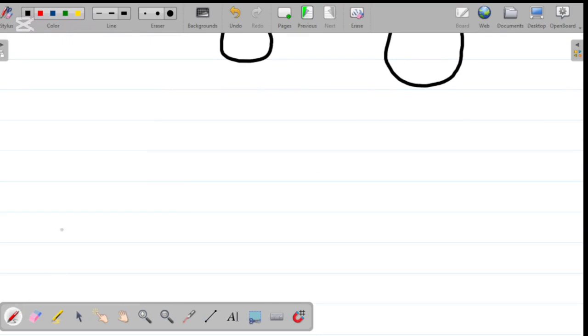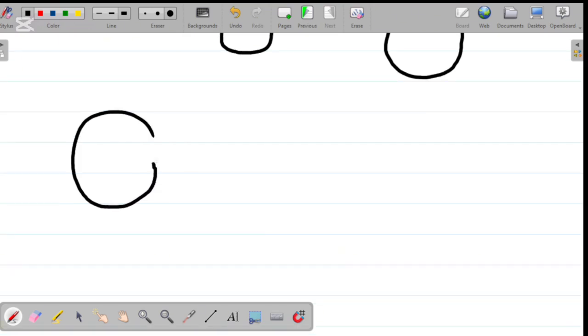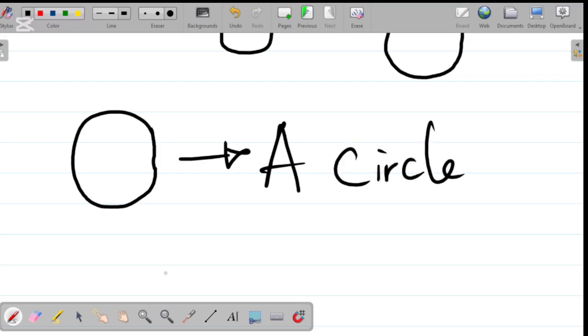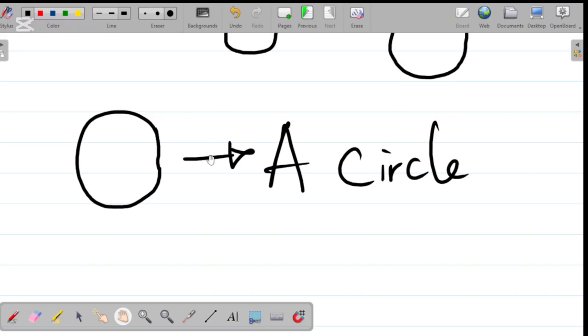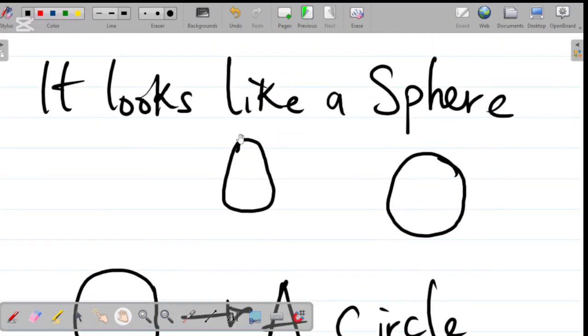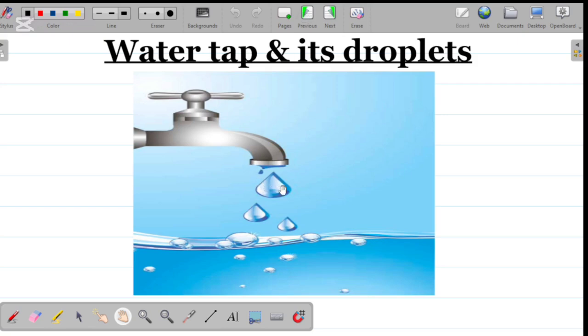All right, let's use the circle for our calculation. This is called a what? A circle. I got this circle from the water droplet. Remember, if you look at the water droplet from the side, it looks like a sphere. But if you look at it from the top, it would look like a circle.